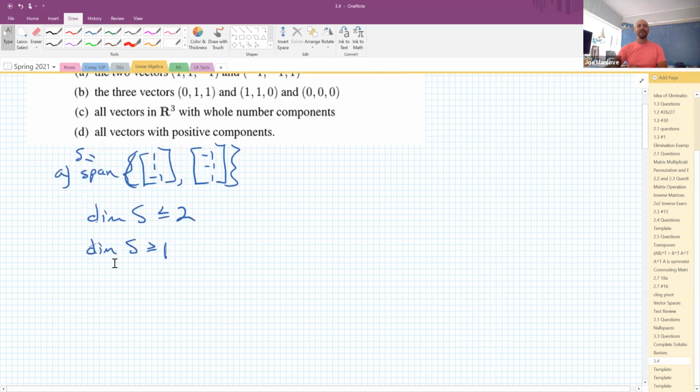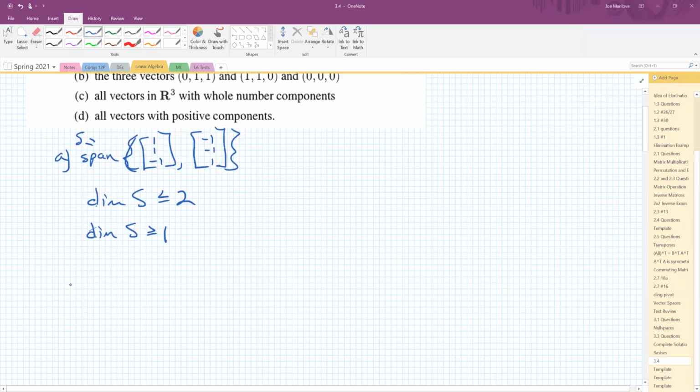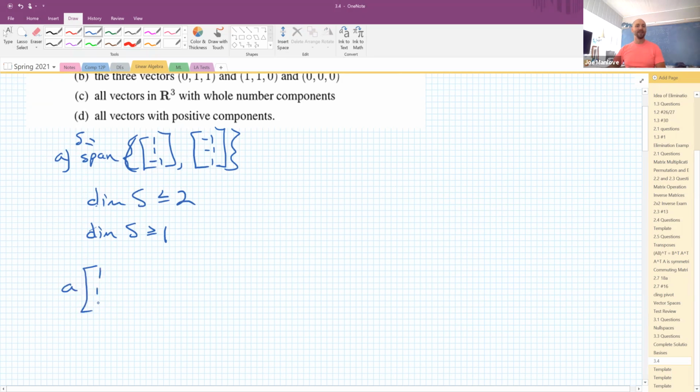All right, so for linearly independent, I'm looking for an A and a B, right? So I'm considering, is there an A and a B where I could take these two things, add them up, and get 0?